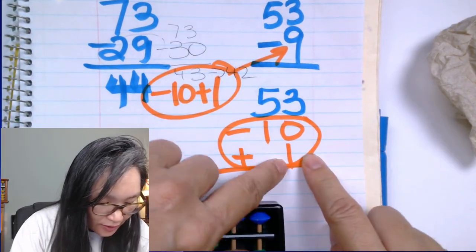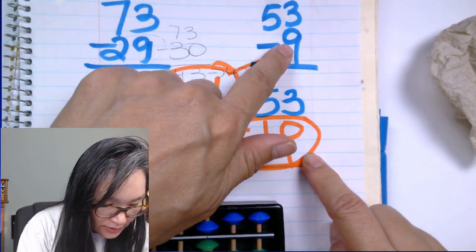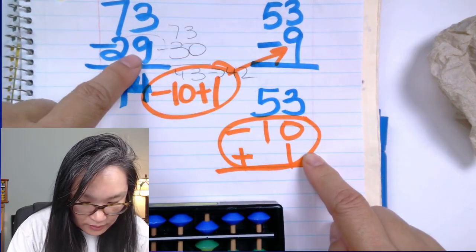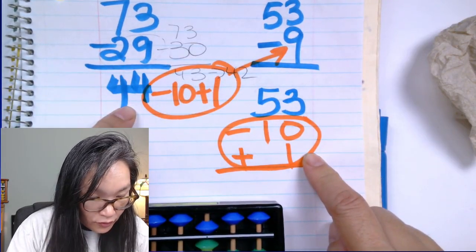Oh, yeah. Sorry, it's minus the 9. It's minus the 9. Why would it be 42?